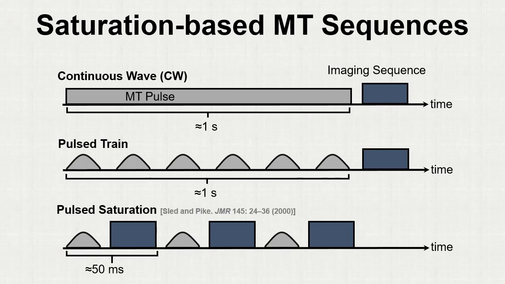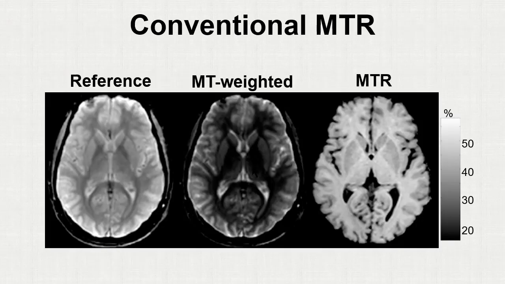Using sequences, we can use continuous wave sequences, a pulse train sequence, and a pulse saturation sequence. Basically, what we're trying to do is move from a continuous wave, which on human systems is not trivial because of the duty cycle of the RF amps, to something that's more feasible, more rapid, and can quickly provide magnetization transfer contrast.